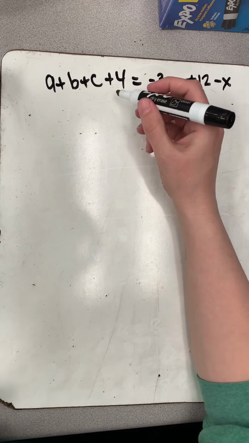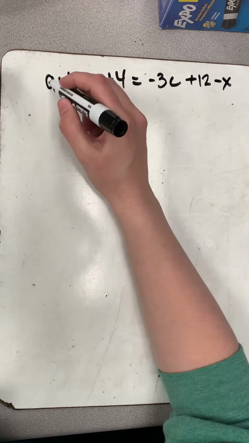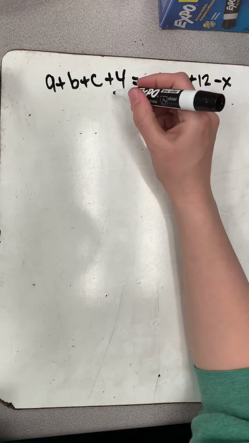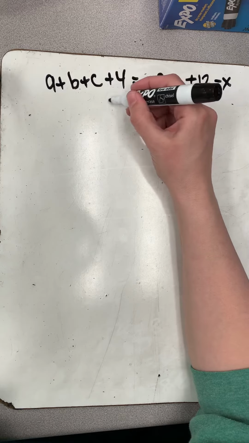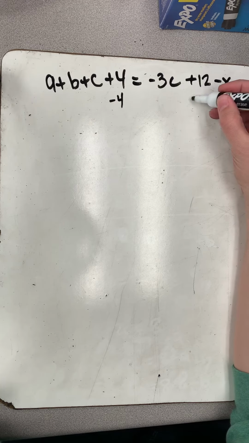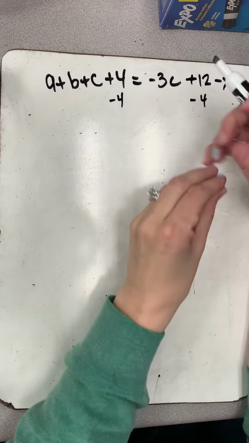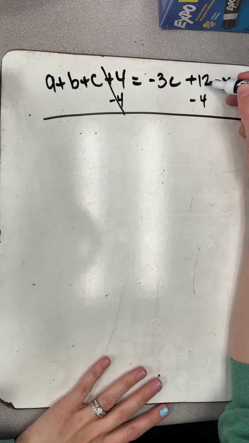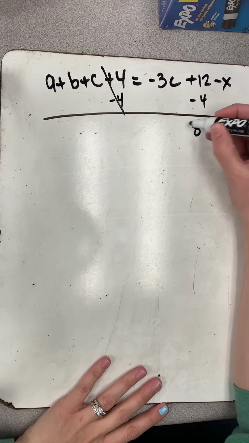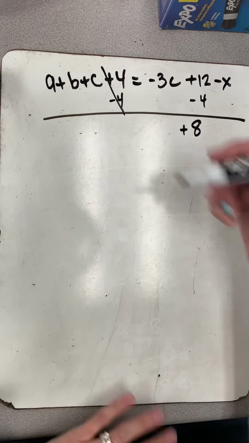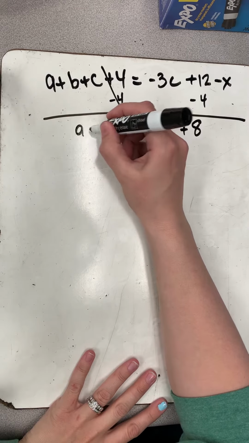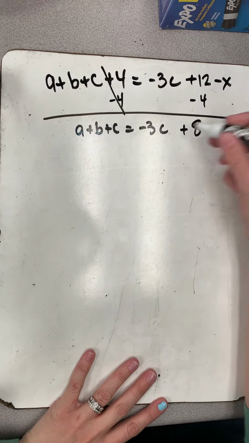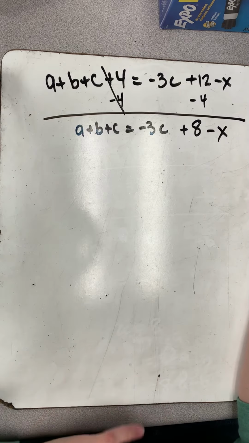So if I want to move, let's say I want to solve for A. So I need all of these things on the other side of the equal sign. So I need to get rid of a positive 4, so I will minus 4. Because I have a like term, I want to combine those. So that's why that's gone there. And then a positive 12 minus 4 is going to be that positive 8. Now I drop everything else down that I haven't used. So A plus B plus C equals negative 3C plus 8 minus X.